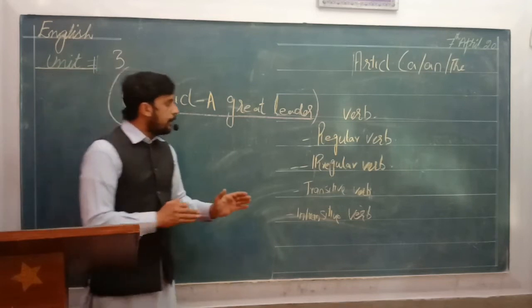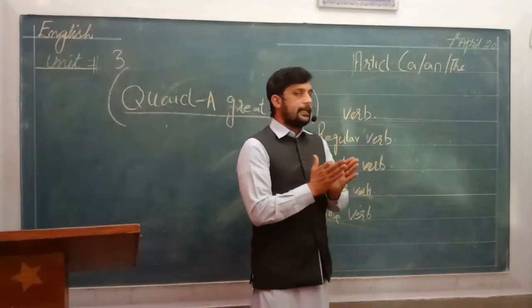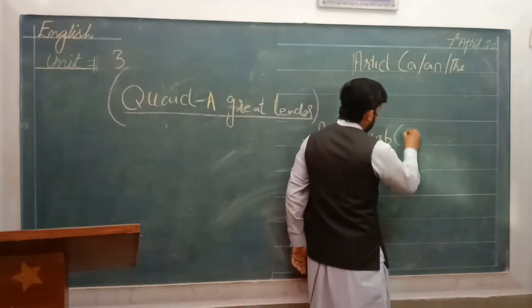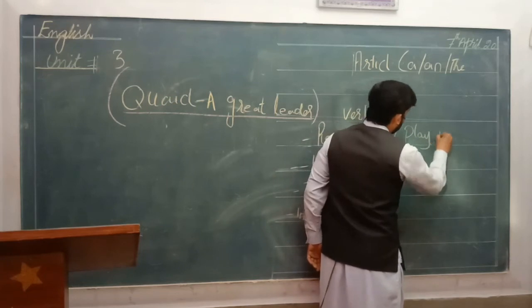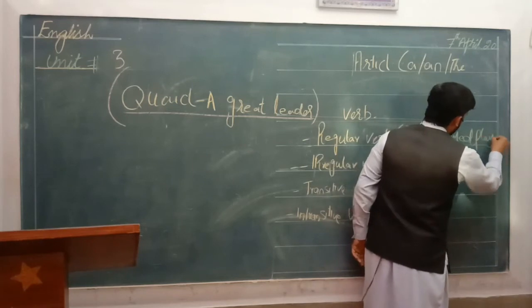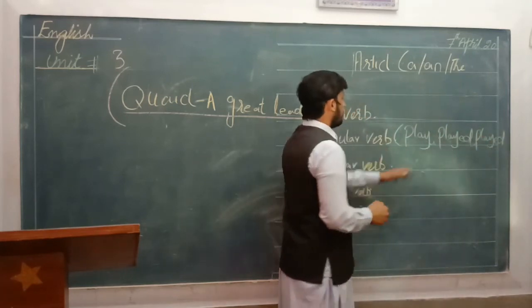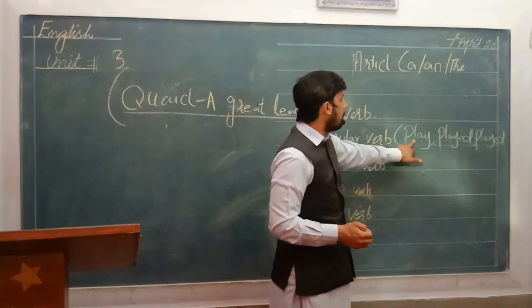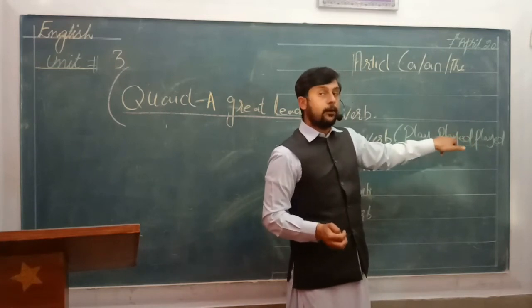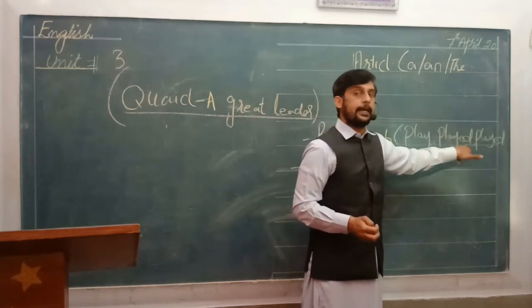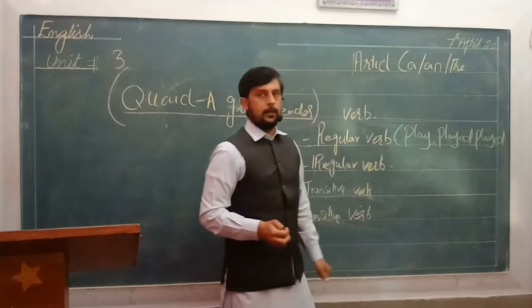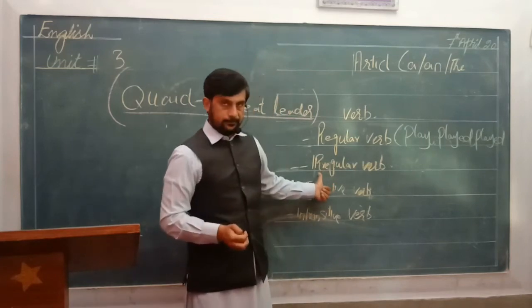An irregular verb is a verb that does not follow the normal pattern of inflection. I mean, which does not take ed at the end of the second and third form. For example, see here, play, played, played. So play is a regular verb, because when I use the second form and third form of the verb play, I only use ed at the end of the second and of the third form. But irregular verb is something different.